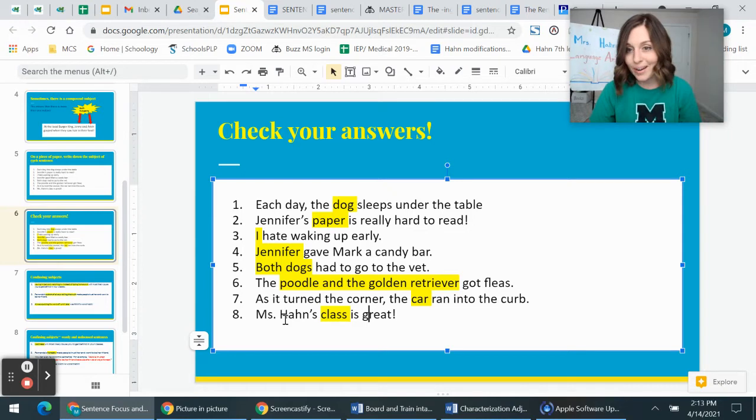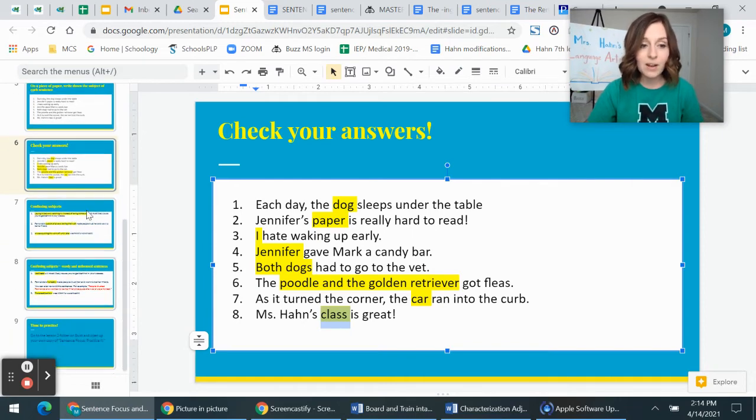And number eight, Mrs. Hahn's class is great. Again, a lot of times students will say, oh, Mrs. Hahn is the subject. No, that sentence is not about Mrs. Hahn. That sentence is about class, my class. So the class becomes the subject because that is what the sentence is about. Okay, so that's our quick review on how to identify the subject.